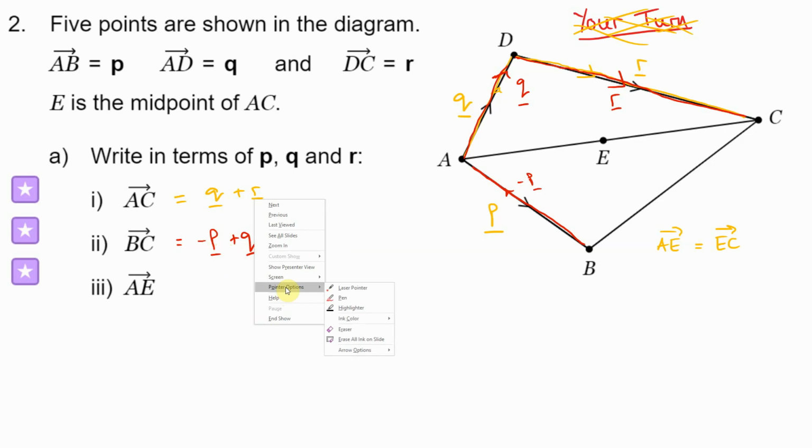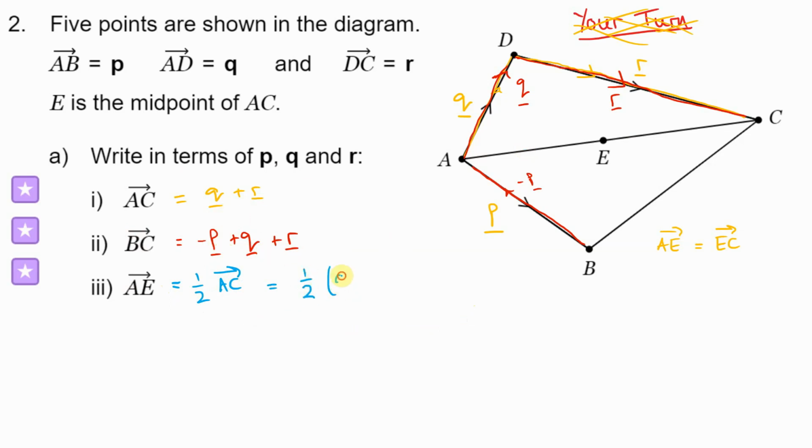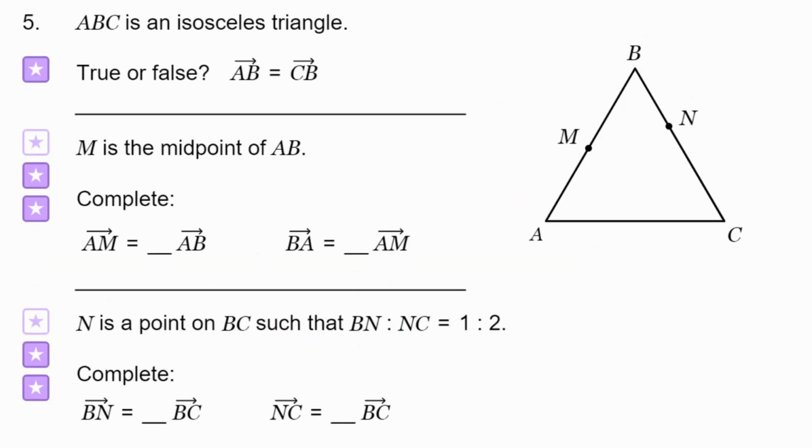And then A to E, so the harder one because it's a midpoint. Well, A to E, that is half of what A to C would be. And we've just found what A to C is. That is Q plus R. So that is going to be half Q plus R. So half Q plus a half R. You can leave it as that one, you can leave it as that. Then I'm going to do this last slide, but stick around if you want to.